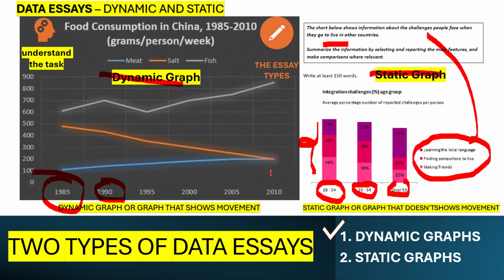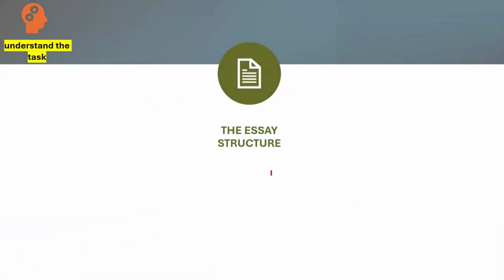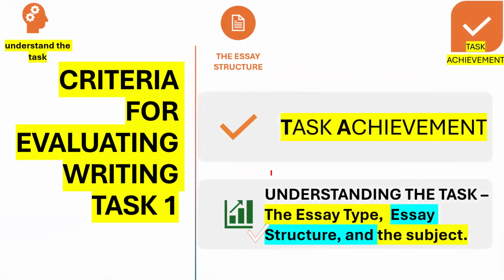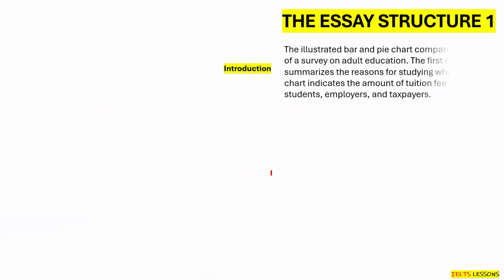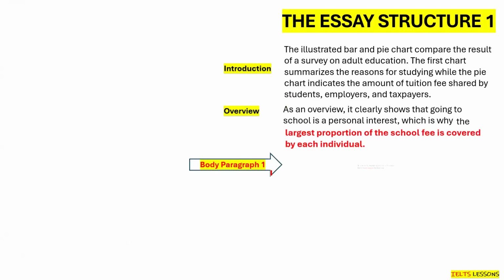When we say understand the task, it means we understand the essay type: is that essay a dynamic graph or a static graph? That's very clear. Now for the essay structure, there are two essay structures. The most common one is this one. It has an introduction followed by a clear overview, and followed by one or two body paragraphs.